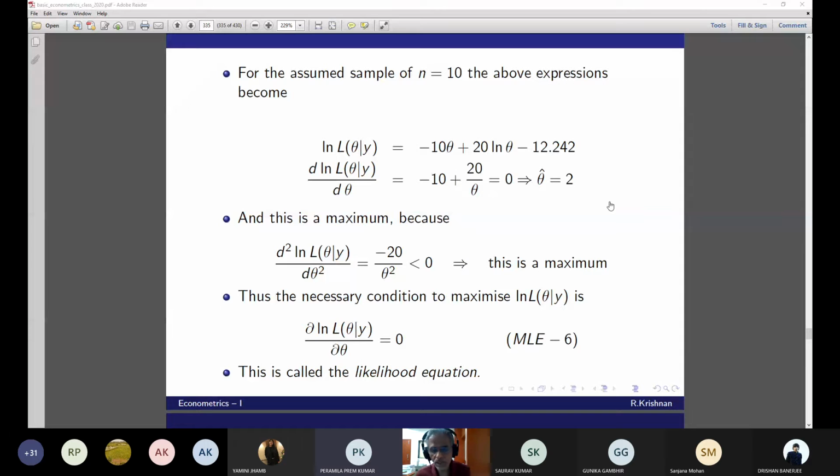So Devish has asked a question in chat. Do we have any information about the curvature of the maximum likelihood function? Can you come again? I didn't get the question. Do we have any information regarding the curvature of the maximum likelihood function? The curvature? Yes. No, right now we don't have.